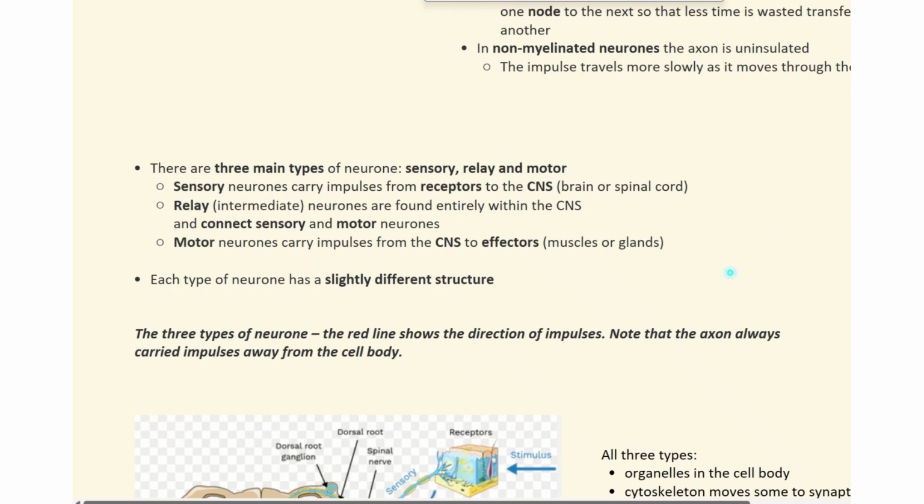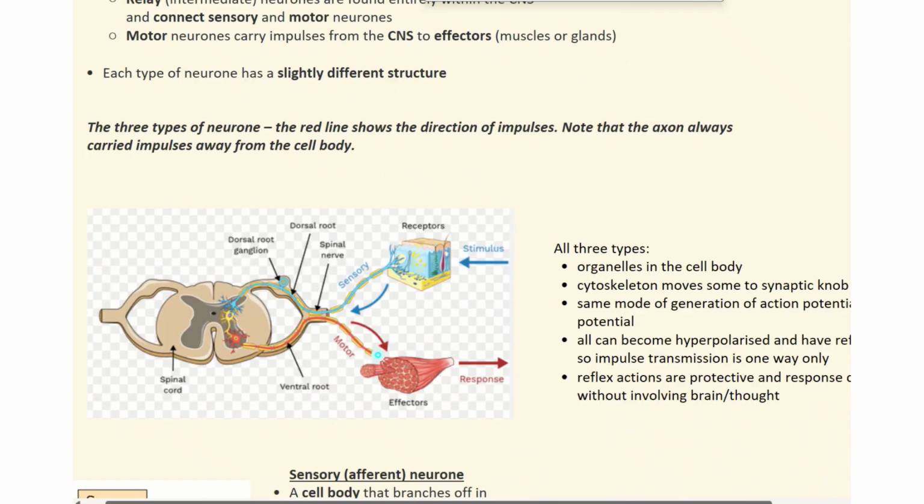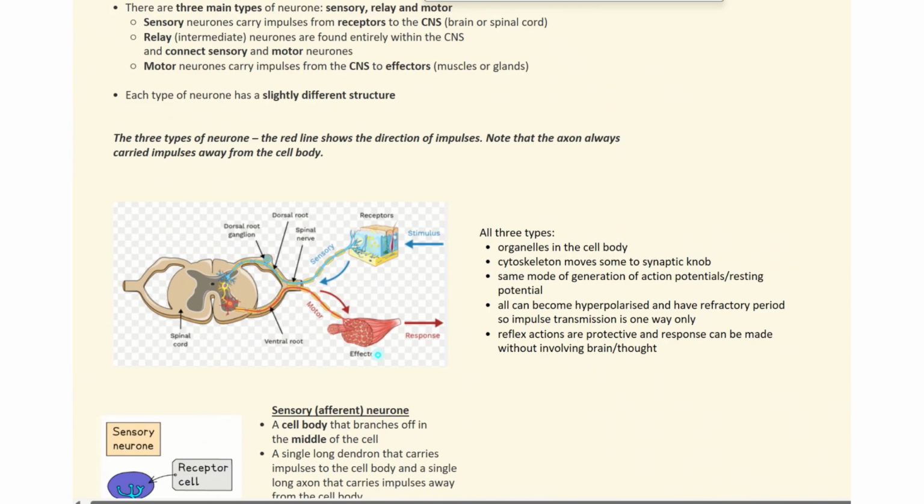Now in this diagram, the red line shows the direction of the impulse. Just think about this: the impulse is always carried away from the cell body, if ever you're not sure. Sometimes these diagrams can be in different orientations. Just look for the cell body and the direction is going to be away from it.